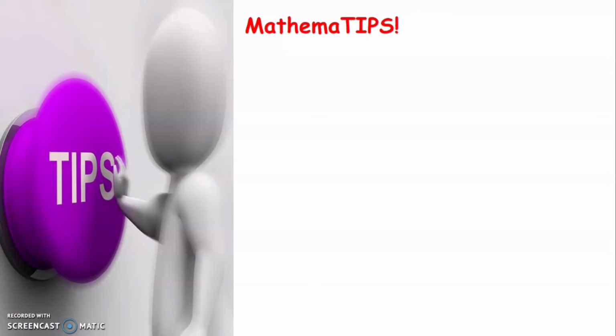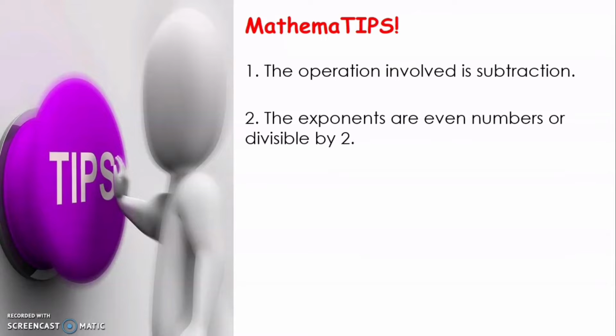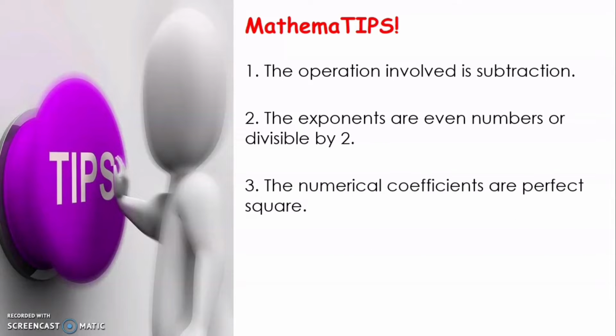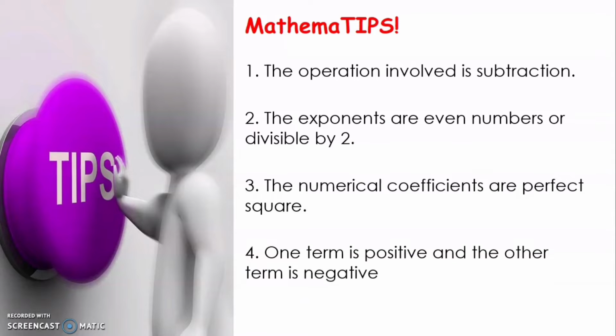So let us now proceed to our main lesson, which is difference of two squares. Before we factor difference of two squares, we have to identify if the given polynomial is an example of difference of two squares. So here are the tips to identify the polynomial that is difference of two squares. First, the operation involved is subtraction. Second, the exponents are even numbers or divisible by 2. The numerical coefficients are perfect squares. Lastly, one term is positive and the other term is negative.